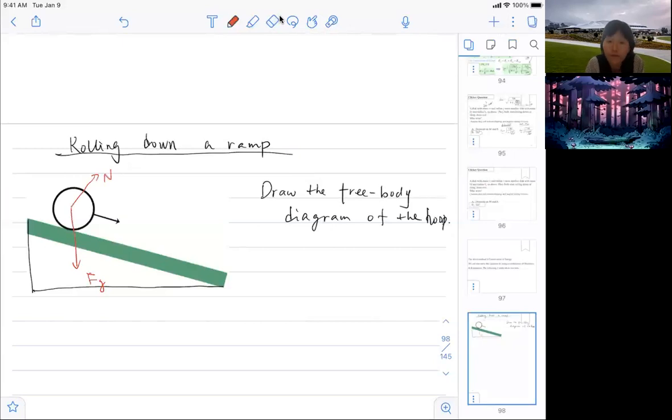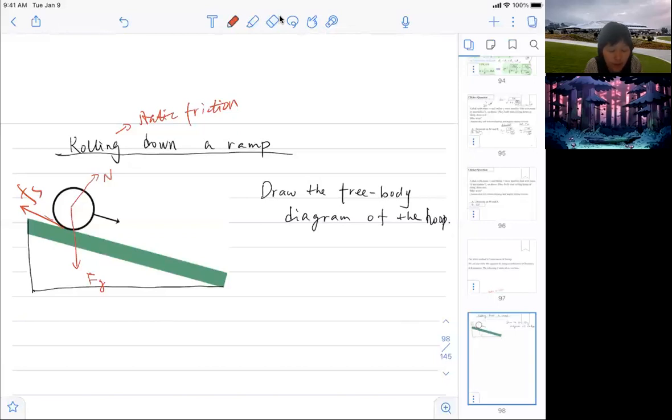Friction. Static friction, very good, because it's rolling, and we know that you need static friction in order to roll. So in which direction is your static friction? Pointing up the ramp or down the ramp? Up the ramp, like this. And why is that? Why is it not down the ramp? Because friction opposes the direction of motion. And how do we use that to figure out the static friction is up the ramp? Because we know that the object is rolling down the ramp. So to oppose the downward direction, we'd have to have the friction pointed up the ramp.